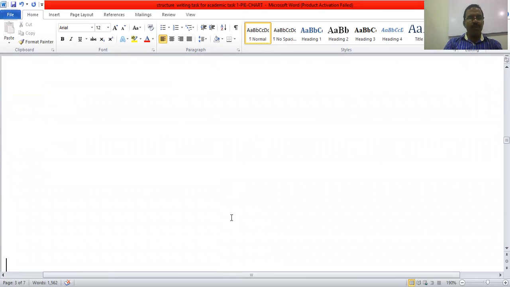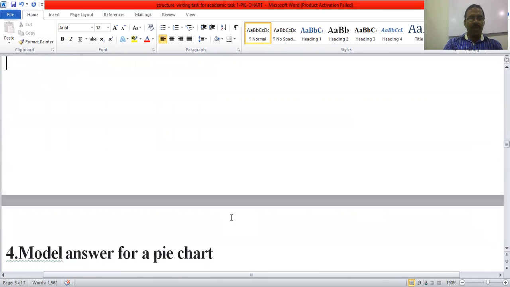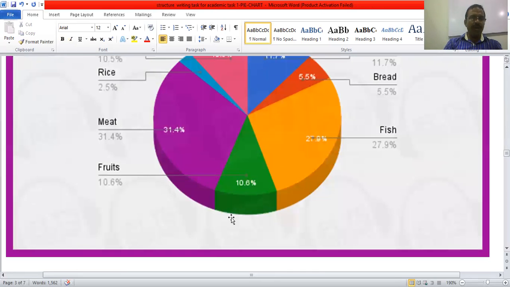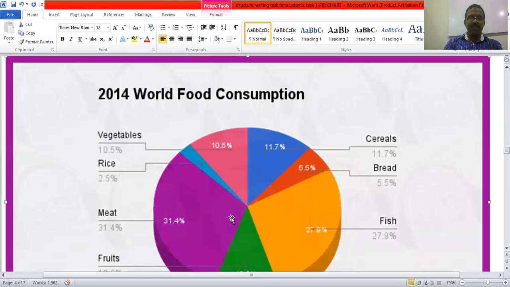So have you got the idea about the pie chart? Here you can see the model answer for a pie chart. So you can see this picture.